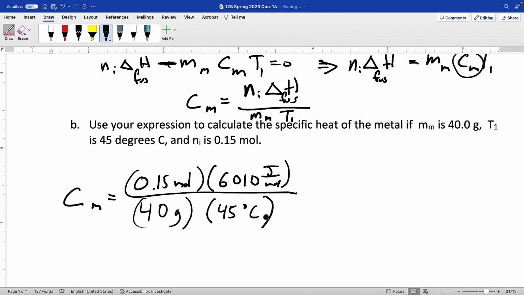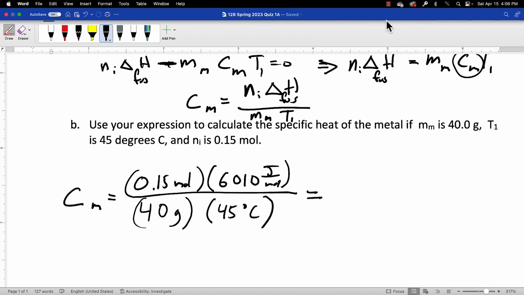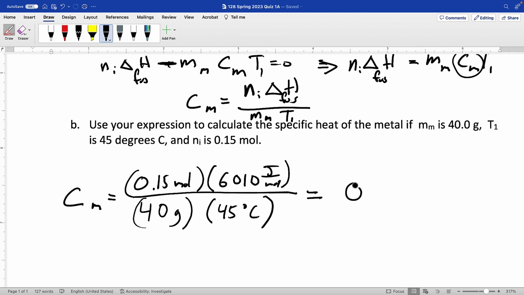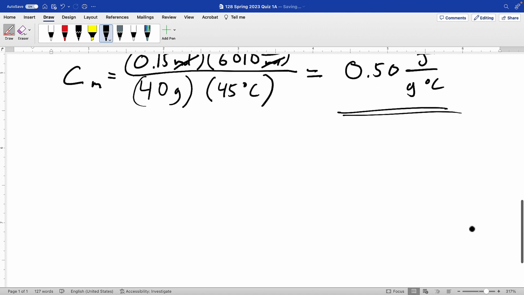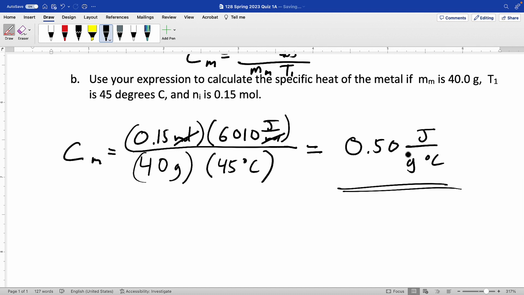Okay, so notice in this expression that if it took a lot of heat to melt the ice, if N times delta H of fusion is big, right, that would imply that the metal has a higher heat capacity. So that makes sense. Let's go ahead and plug those numbers in. And that comes up to 0.50 joules. And let's go ahead and cancel the units. The moles cancel moles. So we've got joules per gram per degree C. And that's the units we expect for specific heat. So we're good. And also we can see that's a reasonable number, right? That's something that wouldn't be surprising for a metal.